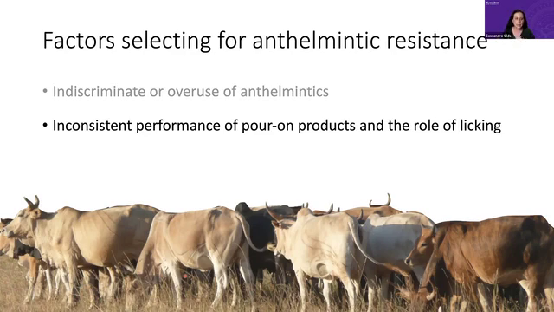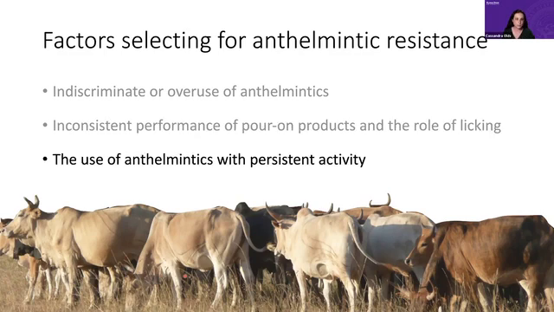What we see in cattle is that they tend to lick each other and lick themselves, and so they remove the product from the skin and actually swallow it, and some of these products are not active through the oral digestion, and then it's basically useless. So we do not recommend the use of pour-on products for worm control in cattle.